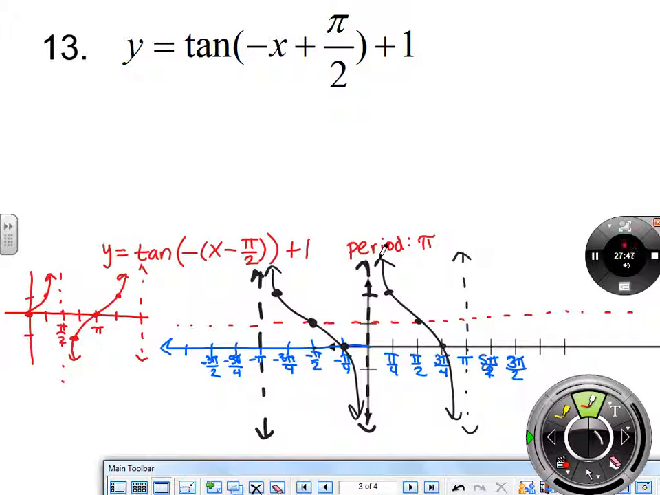All right, so the reflection was kind of hard. We just had to make sure we put everything in the right place. Then we moved it to the right pi over 2, which on our graph was 2 tick marks. And we moved it up 1. This just helps us keep track of where things are supposed to end up. So that's our final graph.